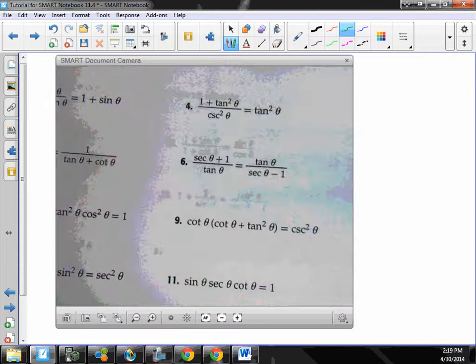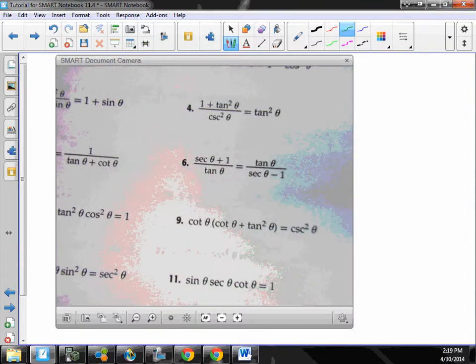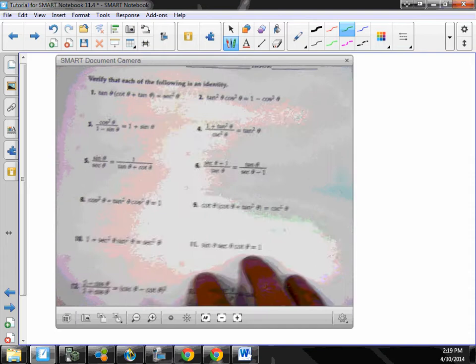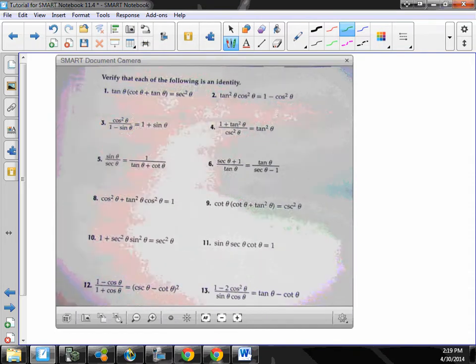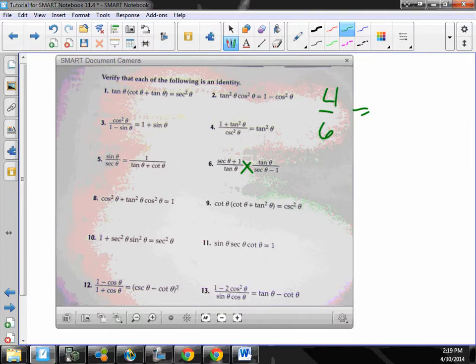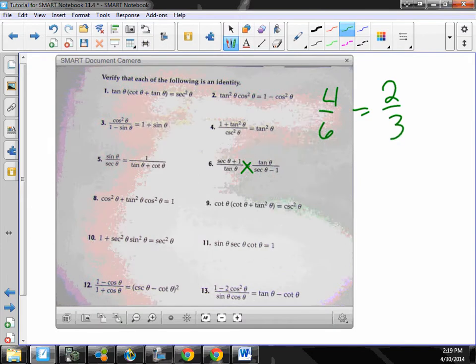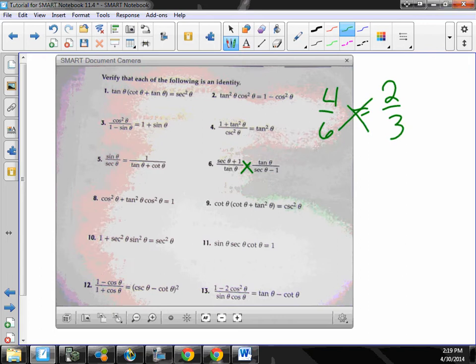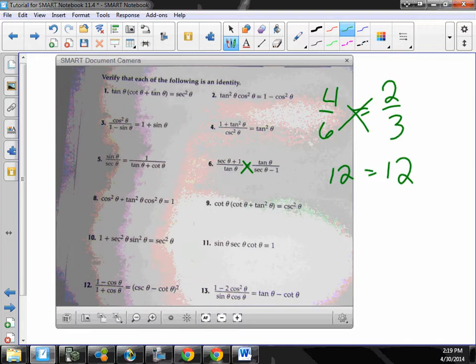All right. Are there any on the front page you want me to work? Six? Okay. Six is one of the ones that ends up being too hard if you only work on one side. So now I'll let you work on both sides, and whenever you have two fractions, your best option is to cross multiply. So if I have 4/6 equals 2/3, that's true, right? If I cross multiply, I get 12 equals 12, which is also true. So if you have two fractions, cross multiply.